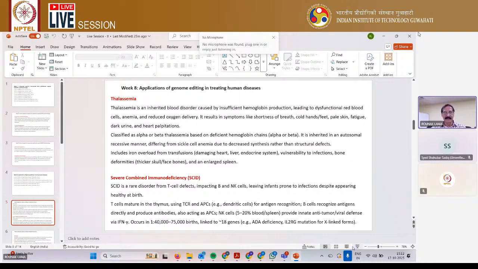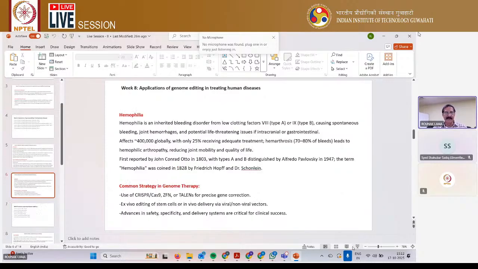T-cells mature in the thymus using the TCR and APCs directly for antigen recognition. The B cell recognizes antigens directly and produces antibodies, also acting as APCs. The NK cells provide innate anti-tumor and viral defense via the interferon gamma. The occurrence is rare, 1 in 40,000 to 70,000 births. This is linked to 18 genes. An example is the IL-2 RG mutation for X-linked forms.